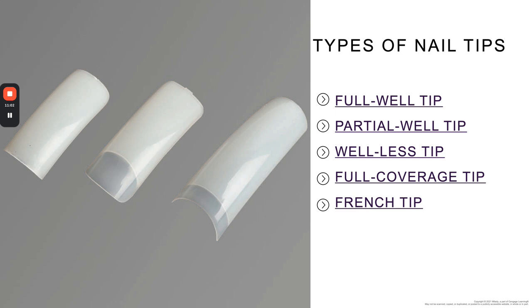Then we have what we call a partial weld tip. If you're looking at the screen, the partial weld is the nail tip on the right. You can see it's a partial weld, so it's going to have obviously a smaller weld, a smaller contact point. Your partial welds are usually altered at the weld line to expose more of your client's natural nail. The weld is shorter than your standard full weld tip.